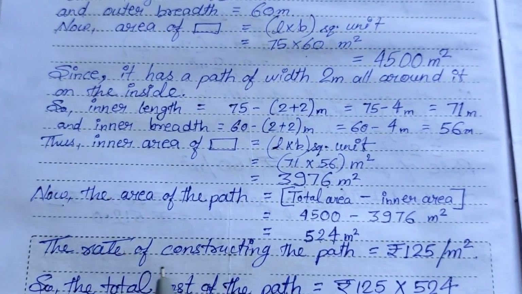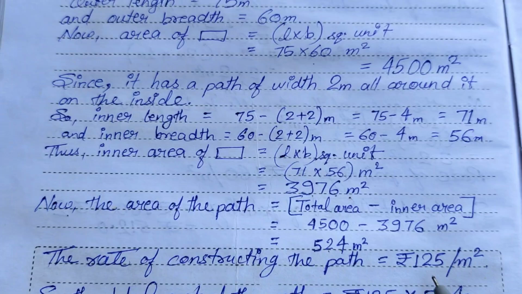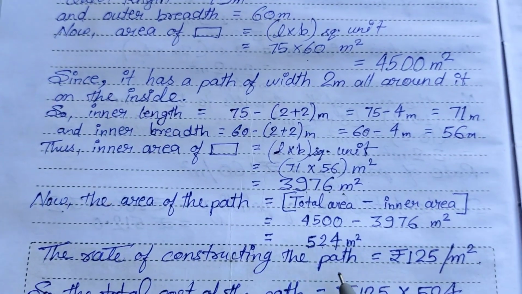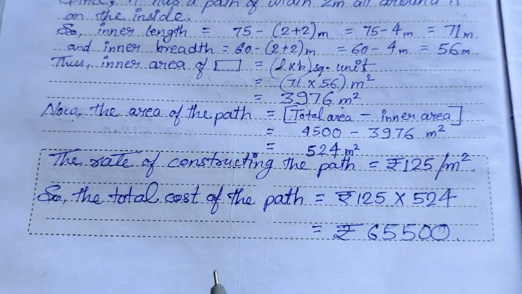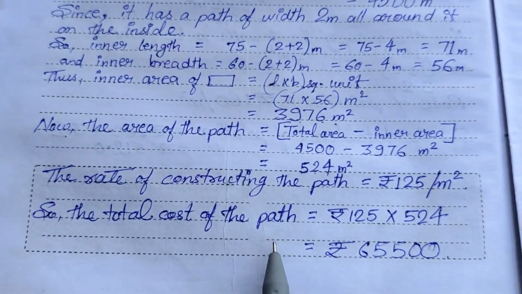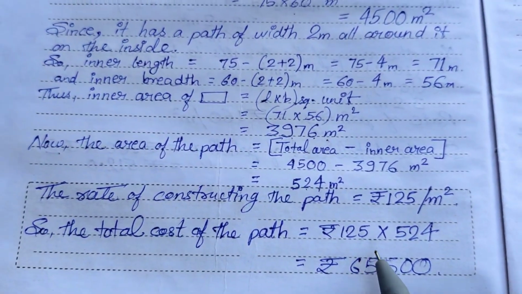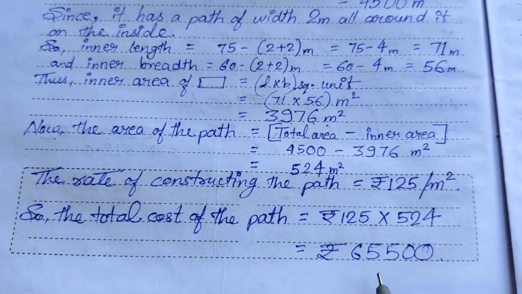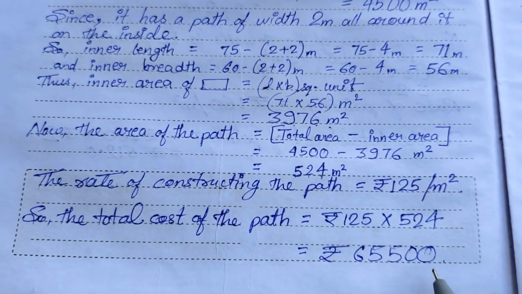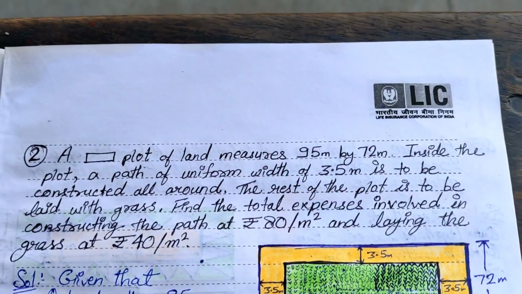Now the rate of constructing the path is rupees 125 per meter square. So you have to find the total cost. The total cost of constructing the path is found by multiplying the rate with the area, and you get the total cost, that is 65500 rupees.